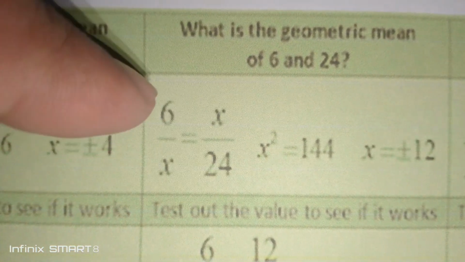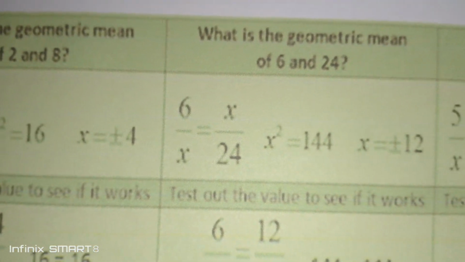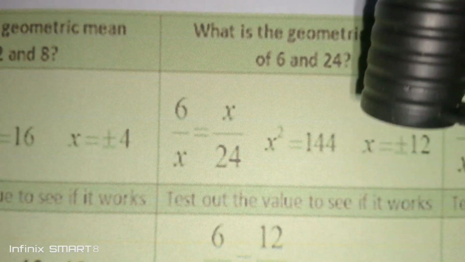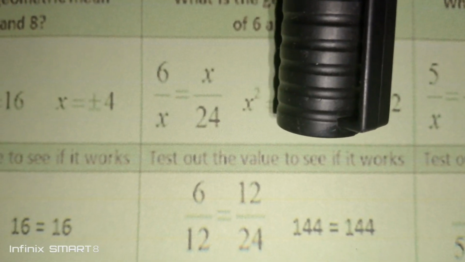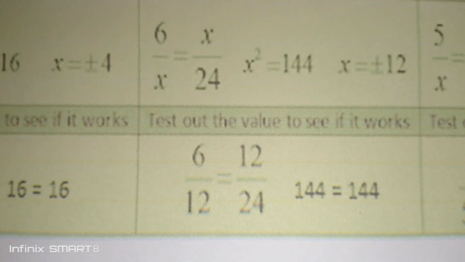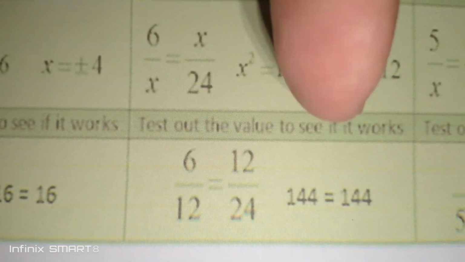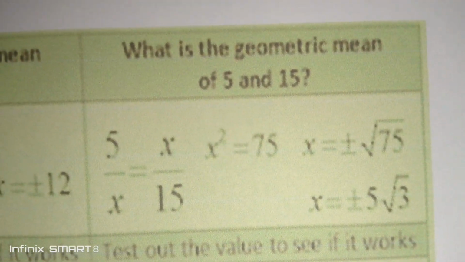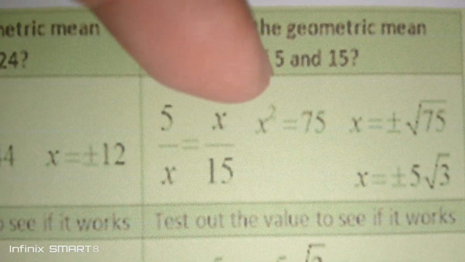Okay, so another example, what is the geometric mean of 6 and 24? So applying again the alternative formula, 6 all over x is equal to x all over 24. So cross multiplication, x times x is x squared, and 6 times 24 is 144. Remember guys that 144 is a perfect square number. So x squared is equal to 144. What is now the value of x? We don't look for the x squared, but rather for the x, so positive and negative 12. Okay, that's for the square root of 144.